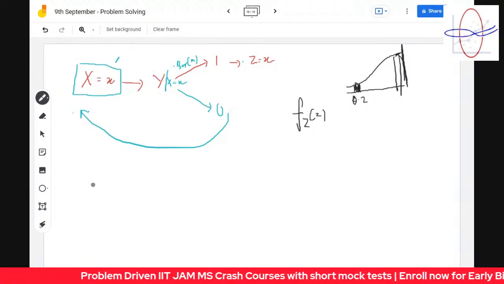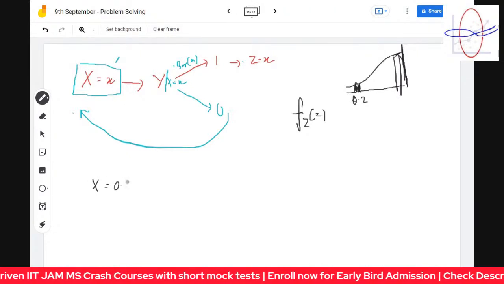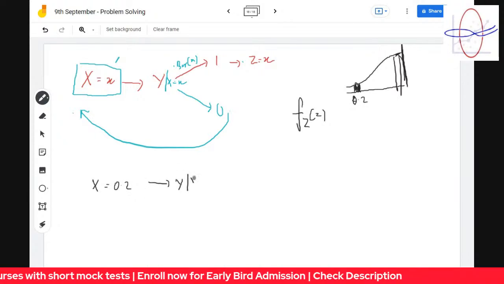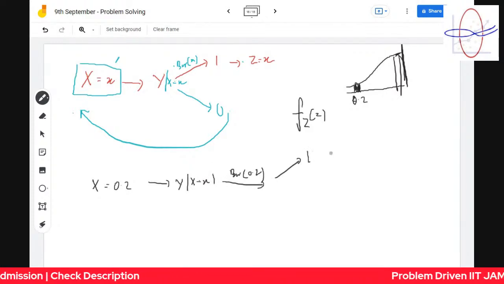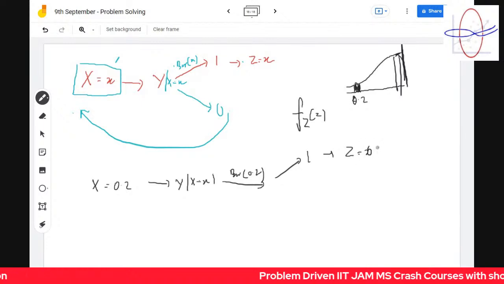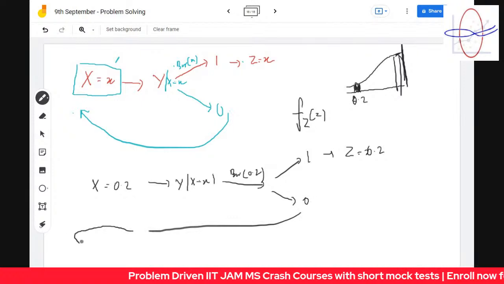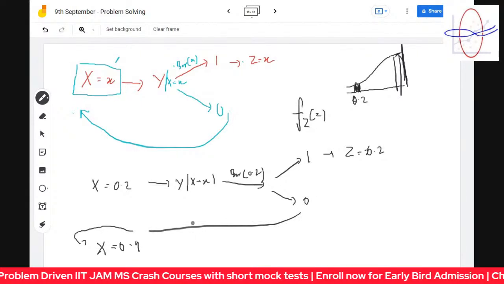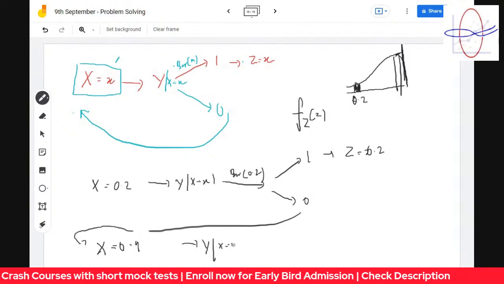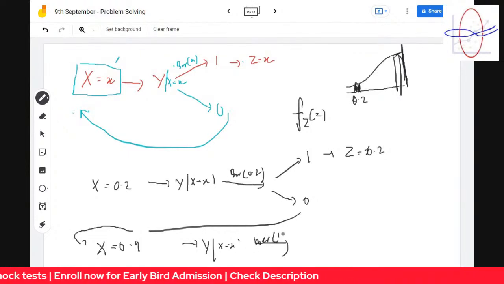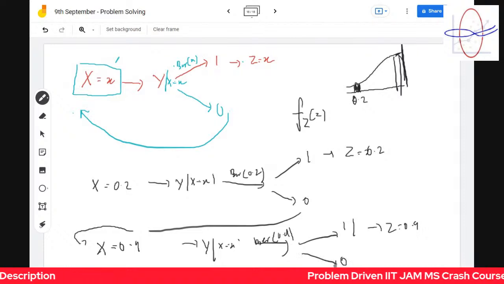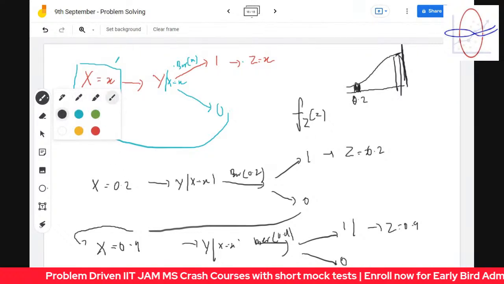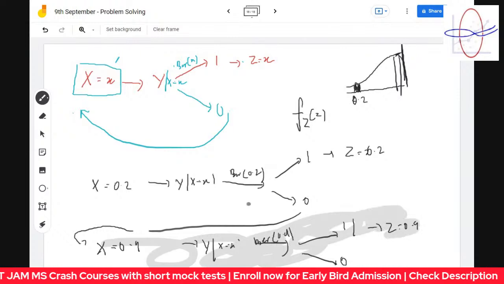So it's like this. We first observe x, let's say we have got x equal to 0.2. What we do? We toss a coin with Bernoulli 0.2. If we get 1, we assign z is equal to 0.2. If we get 0, we turn to the next experiment where let's say we have got x equal to 0.9 and we get y given x. Then we do Bernoulli 0.9. If it's 1, then z is equal to 0.9. Otherwise, I start again. That means this probability is much more than this path.